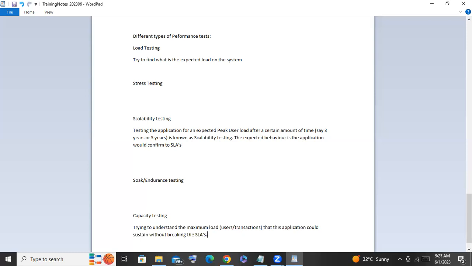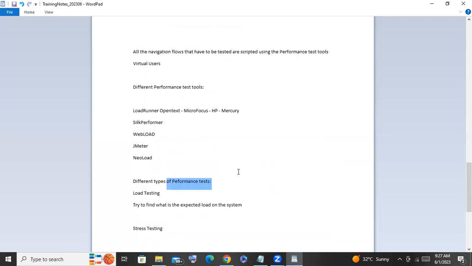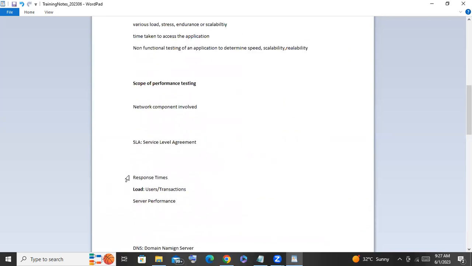So you would keep increasing the user load or the transactions load until you see that the application is breaking the SLAs. Why did I say breaking the SLAs? Why didn't I say that the application would crash? Guys, you don't need to test the application until it crashes. Why? Because what is the whole reason why we are doing the performance testing? Go back to the basics.